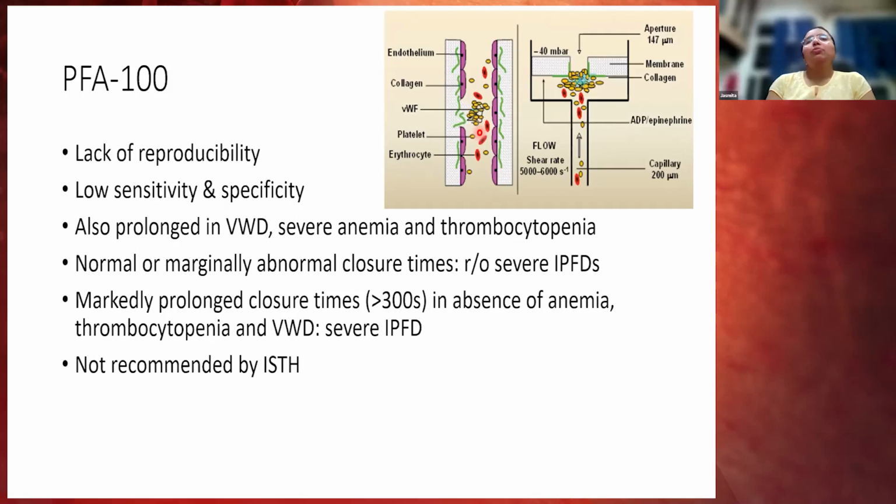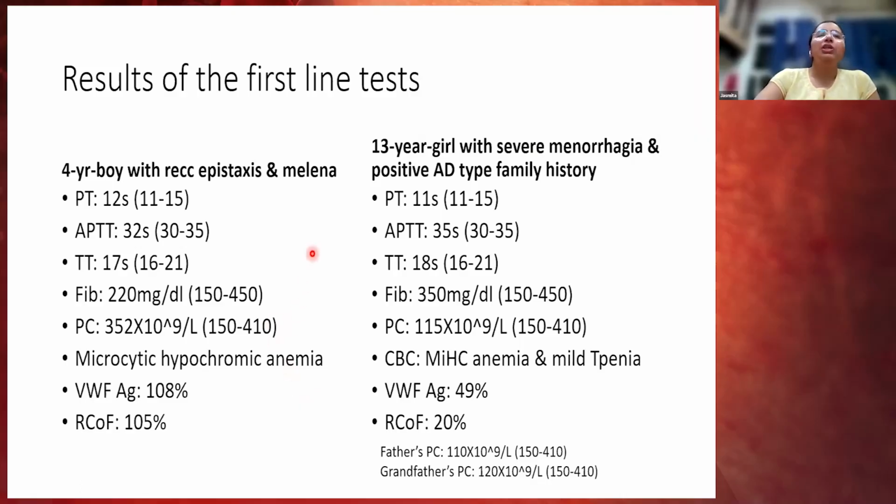So normal or marginally abnormal closure times, on the other hand, would rule out a severe inherited platelet function defect, while a markedly prolonged closure time in the absence of anemia, thrombocytopenia, and von Willebrand disease will suggest a severe inherited platelet function disorder. But it is again a test that is not recommended by the ISTH guideline, again because of its low sensitivity and lack of specificity. Now let us look at the results of the first line test.